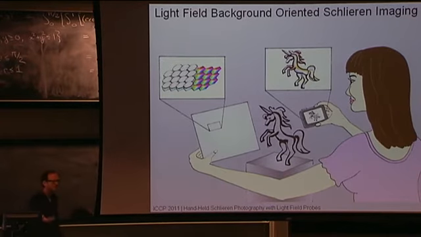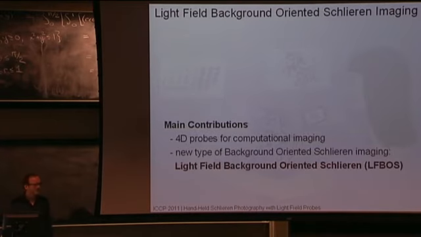When you observe such a probe from straight on without any refractive medium in the optical path, it looks almost white, whereas a refractive object would optically encode the angle and magnitude of the refraction in changes of color and intensity. Our main contributions are the introduction of high-dimensional probes for computational imaging, and we also introduce a new type of background-oriented Schlieren imaging approach, which we call light field background-oriented Schlieren, or short LFBOS.